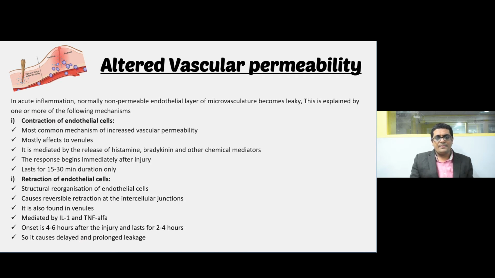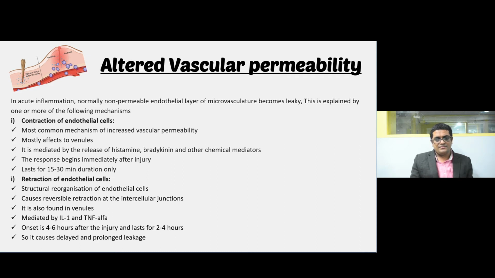Altered vascular permeability. In acute inflammation, the normally non-permeable endothelial layer of the microvasculature becomes leaky, and this is explained by one or more of the following mechanisms. First is contraction of the endothelial cells. This is the most common mechanism of increased vascular permeability. It mostly affects the venules. It is mediated by the release of histamine, bradykinin and other chemical mediators. This response begins immediately after injury and lasts for only 15 to 30 minutes.